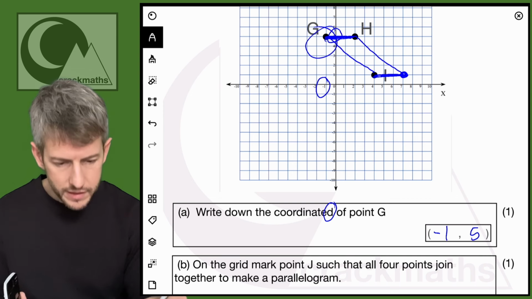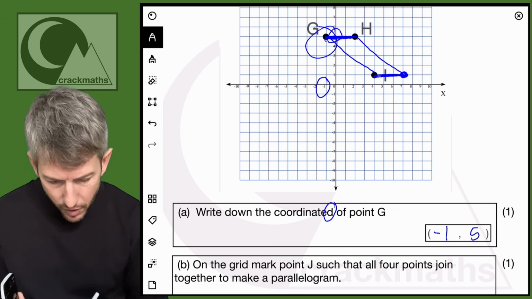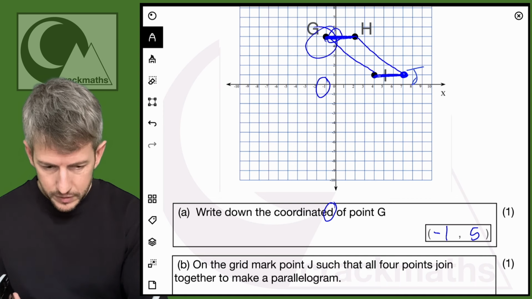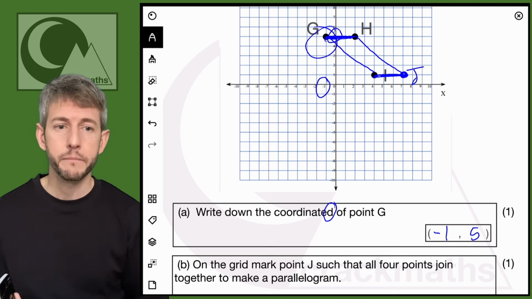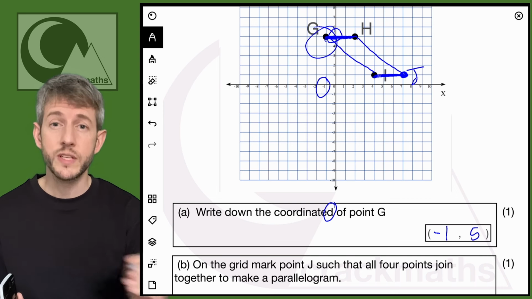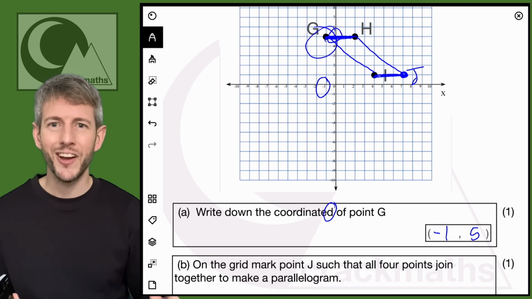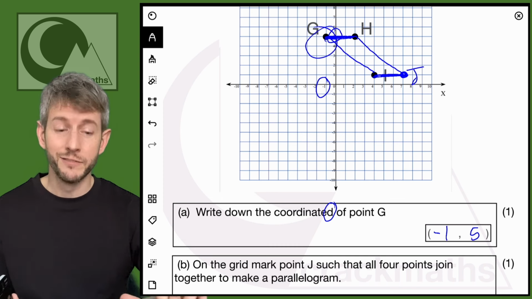Okay, so there we go. Mark on point J. There we go. I've marked point J on. You should label it so that it's nice and clear. So they're all the points joined together to make a parallelogram. Great. Okay, right. Let's go look at question 10. Right, so here we go.